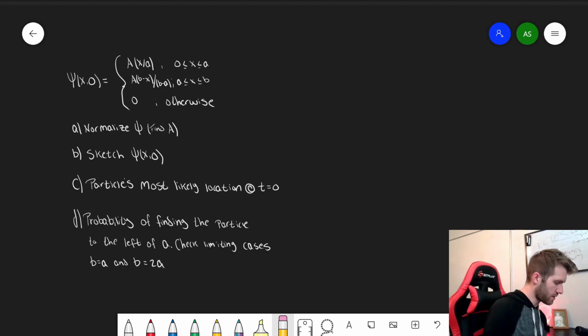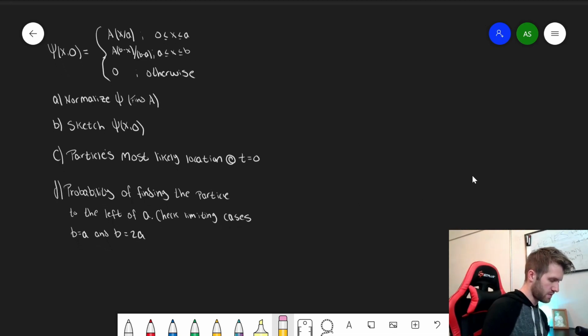And now what we want to do, with that, is normalize our wave function and find what A is. And we're going to sketch that wave function, and then determine the particle's most likely location at t equals 0. And then, similarly, the probability of finding the particle to the left of a. And then check the limiting cases where b is equal to a, and then b is equal to 2a. All right? So let's partition this off here and start going.